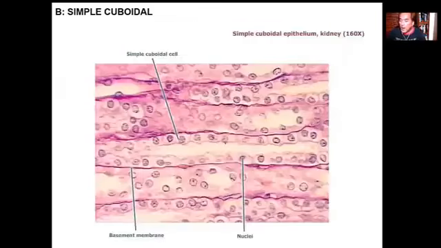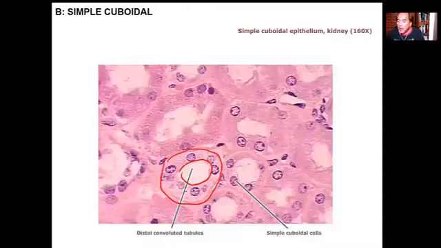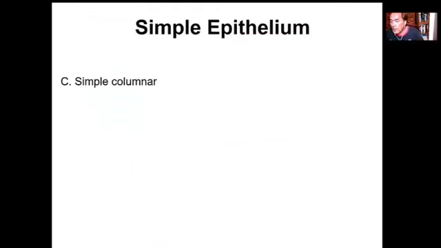Another picture. I was able to cut through the tubule in a longitudinal axis, showing the lumen, but you can see the lining is one layer of cuboidal cells. So that's also simple cuboidal, kidney tubules. Now again, this is the cross-section of that tubule, and the lining is one layer of cuboidal cells. So, simple cuboidal epithelium.